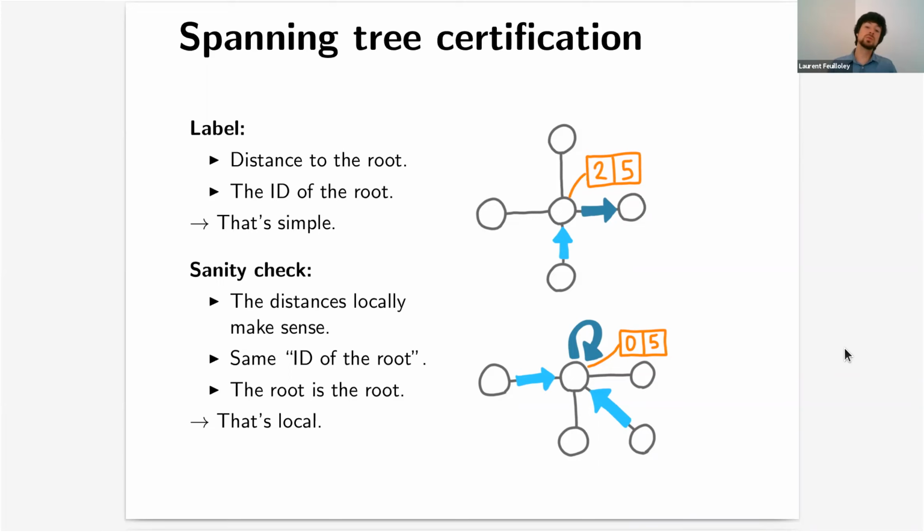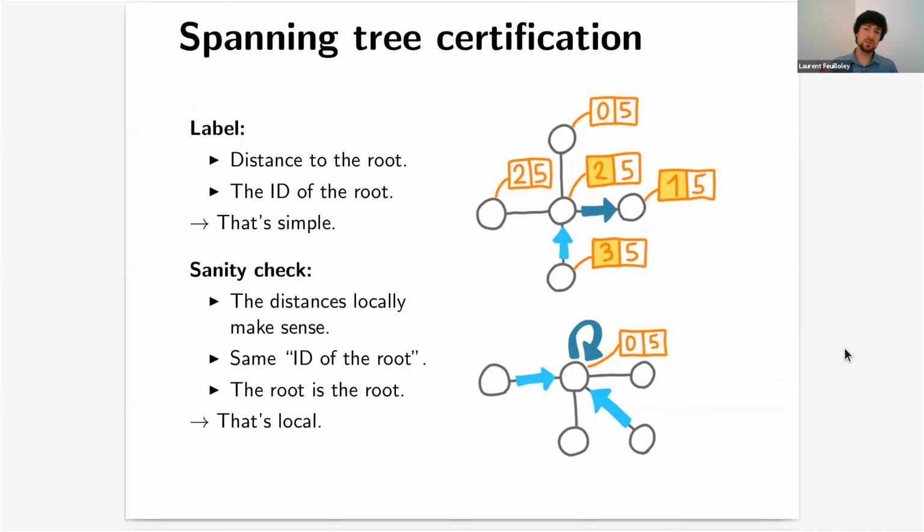And what can you do if you're a machine with this information? What you can do is run what I will call a sanity check. You just check whether this information makes sense in comparison with what my neighbors have as information. Here I will use the labels that my neighbors have been given. So I will compare my local information with the information of my neighbors to check things. And this sanity check has 3 parts.